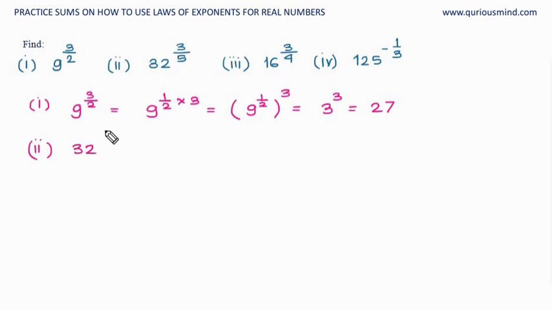32 raised to 3 upon 5. Again, same thing, I can write it as 32 raised to 1 upon 5 into 3. 3 upon 5, we can write as 1 upon 5 into 3. And in the exponents, multiplication of power means it is exponent of exponents. So 32 raised to 1 upon 5 whole raised to 3. And hence it will be 2 raised to 3. That would be 8.